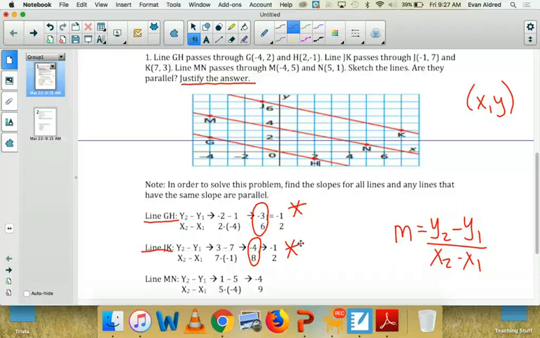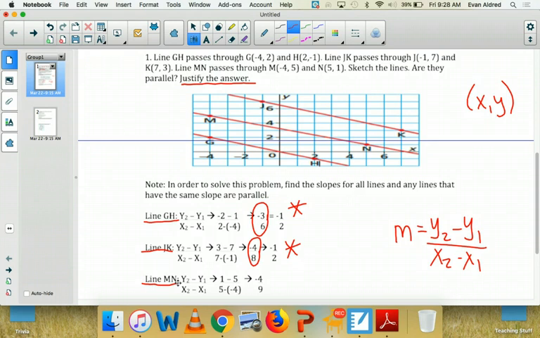However, once you reduce them, as you should always reduce fractions, you can see that they are both negative 1/2, which means the slopes are the same. So make sure you reduce your fractions. It is one of the golden rules in math. Okay, so we can determine that GH and JK are parallel.